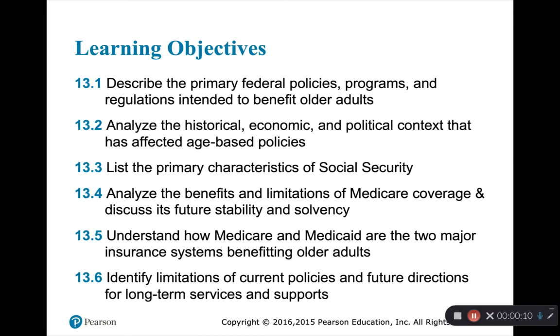The learning objectives for this chapter include: describe the primary federal policies, programs, and regulations intended to benefit older adults, analyze the historical, economic, and political context that has affected age-based policies, list the primary characteristics of Social Security, analyze the benefits and limitations of Medicare and its future, understand how Medicare and Medicaid are the two major insurance systems, and identify limitations of current policies and future directions for long-term services and support.